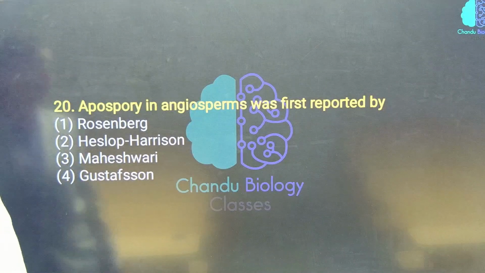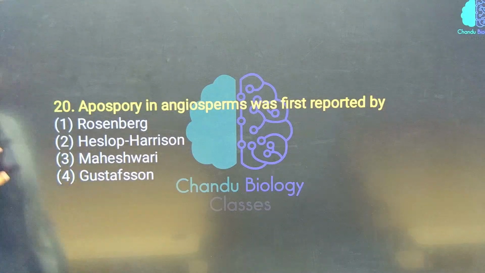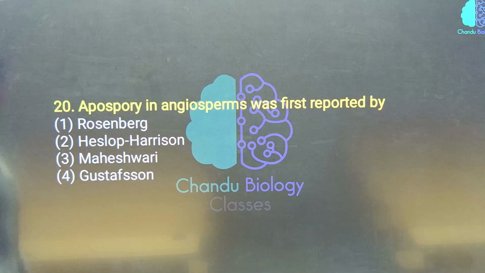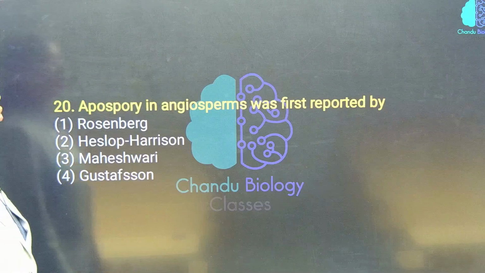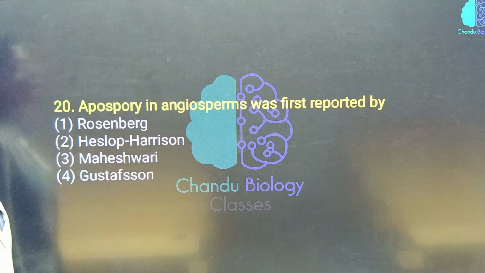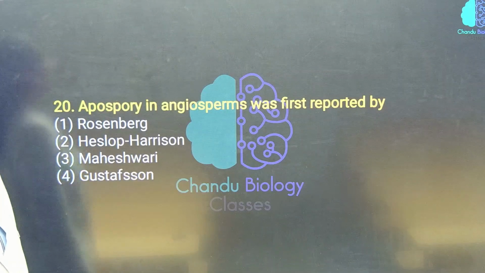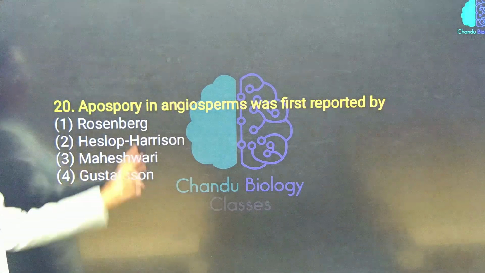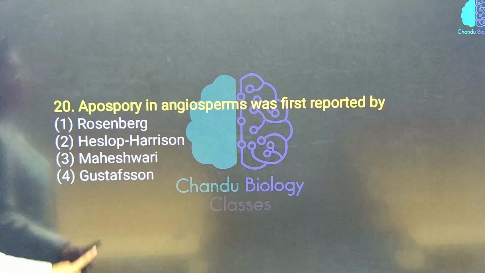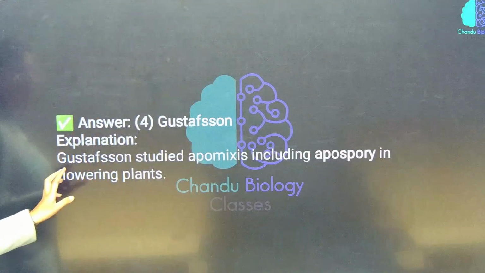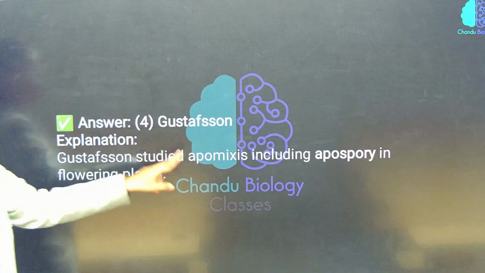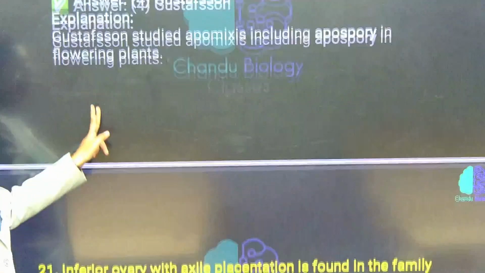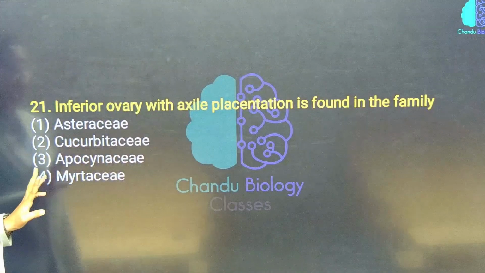Next concept is about apospory in angiosperms was first reported by apospory. We have two types of apomixis. One is sporophytic budding and second will be recurrent agamospory, which is apospory. It is first reported by Gustafsson, who studied apomixis including apospory in flowering plants. Remember, the discovery is most important.